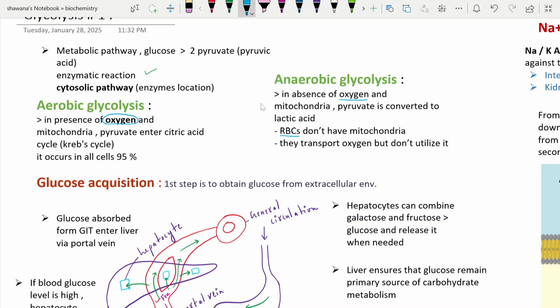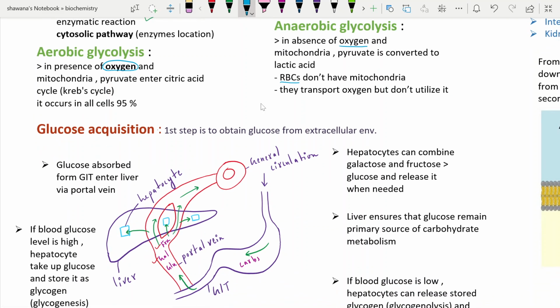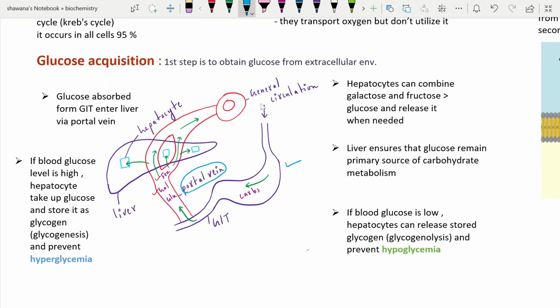So, the first step of glycolysis is glucose acquisition. It means that the first step is to obtain glucose from our meal, from the extracellular environment. We take a carbohydrate-rich meal, for example, and it gets absorbed into the GIT, and from there it is absorbed into the portal vein, which carries all of the essential nutrients into the liver.